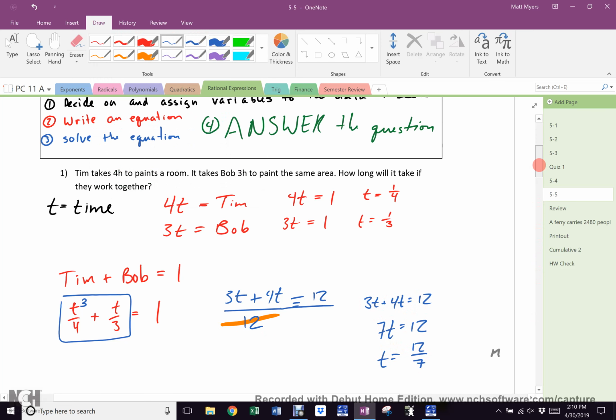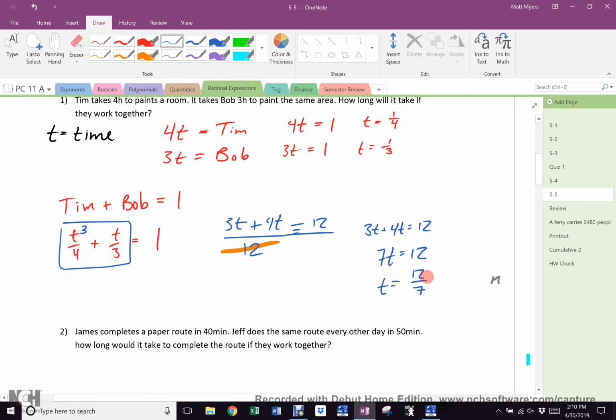Yes? Which is 1 5/12, right? What's a 1/12 of an hour? You mean 1 5/7, right? Or 1 5/7. 1 5/7 of an hour.